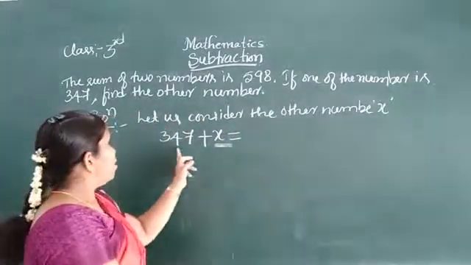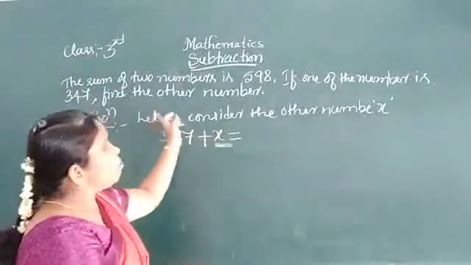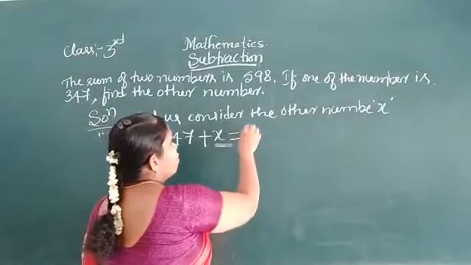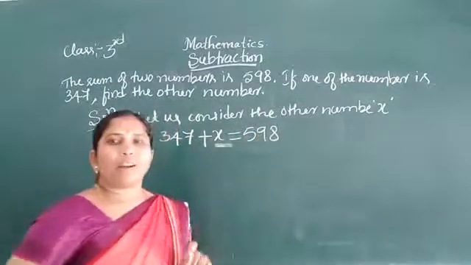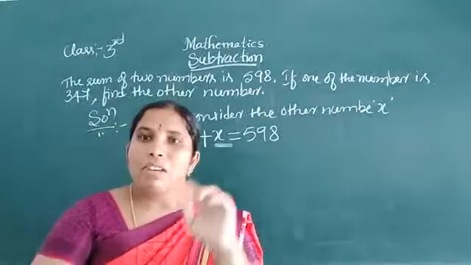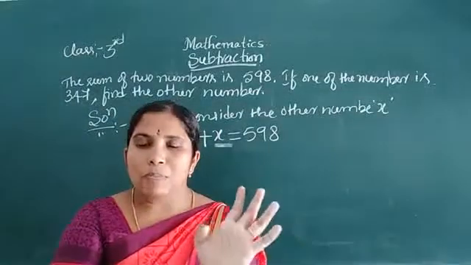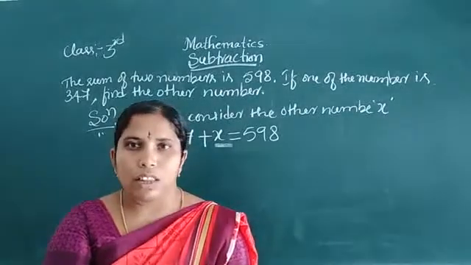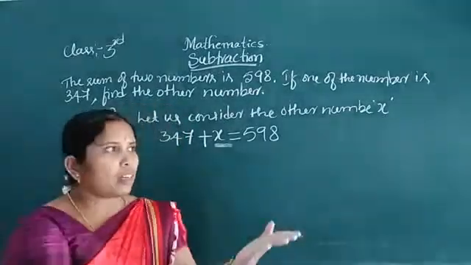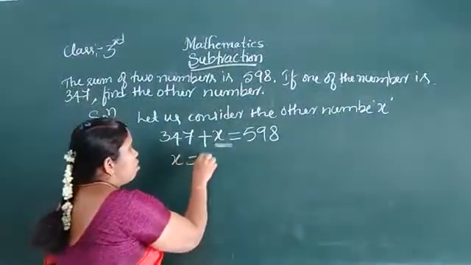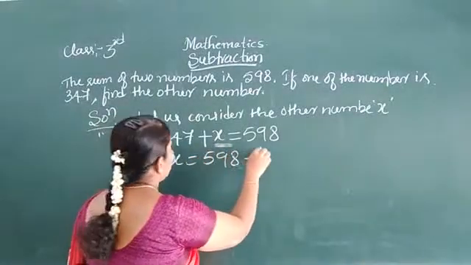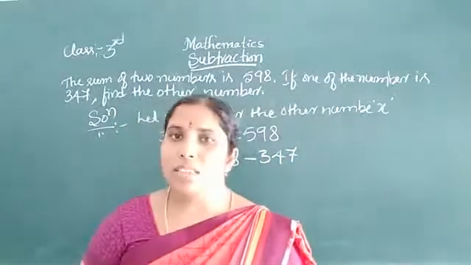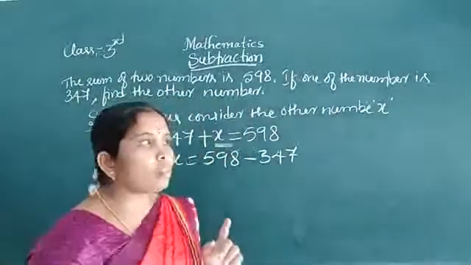See, 347 plus x is equal to 598. So we want to find the other number, so we do subtraction. Then you get the other number. That means x is equal to 598 minus 347.